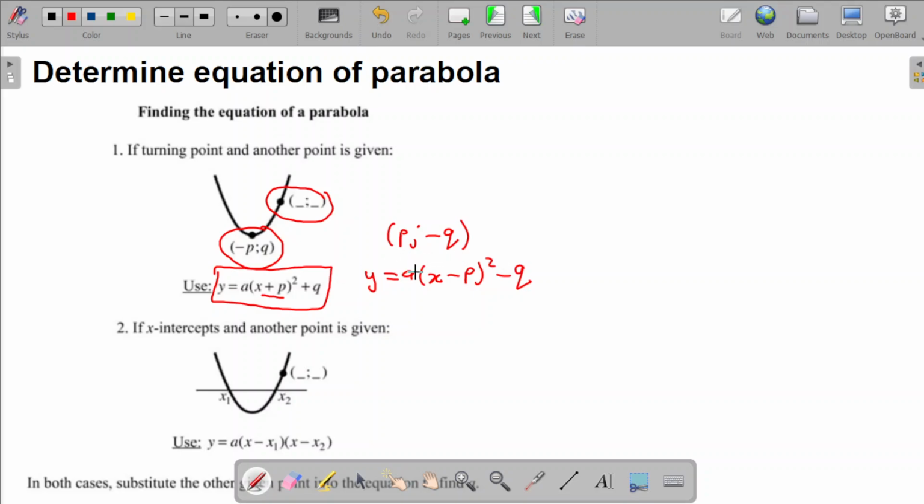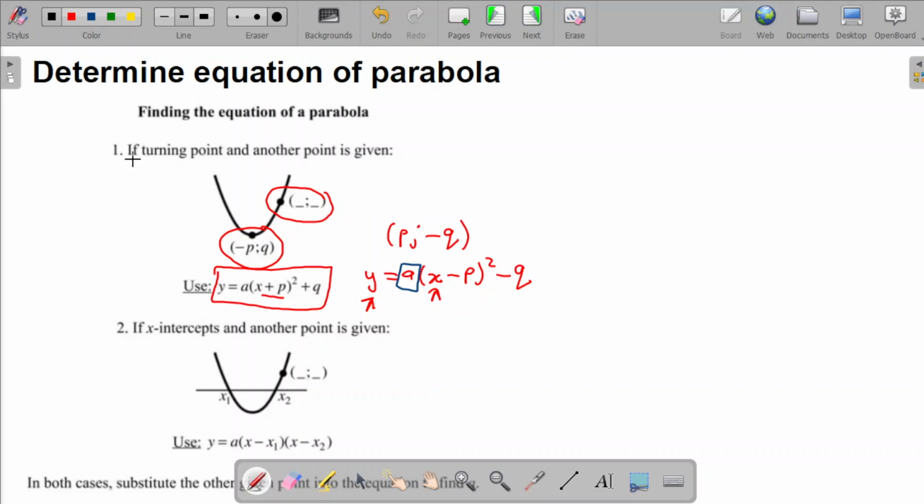This one doesn't change, it just remains as it is. It's very, very important to understand that. Then the point that you have in the graph, the y coordinate you put here, and the x coordinate you put here. After that, you solve for the a value, because at the end of the day our aim here is to find the a value. That was the case where you have a turning point.